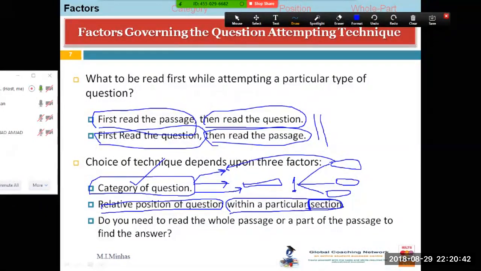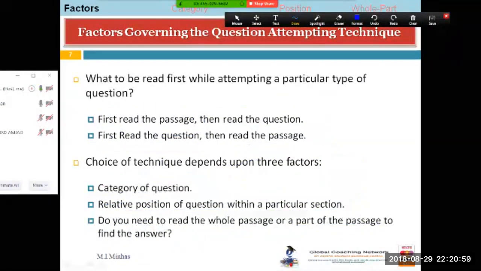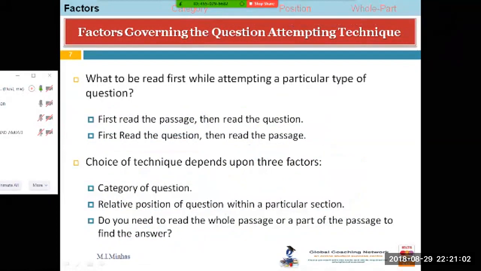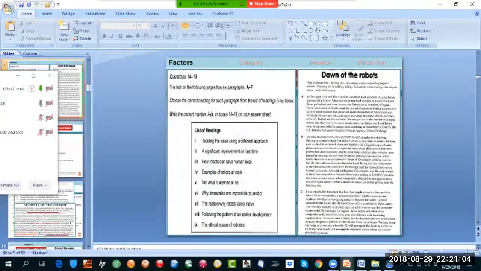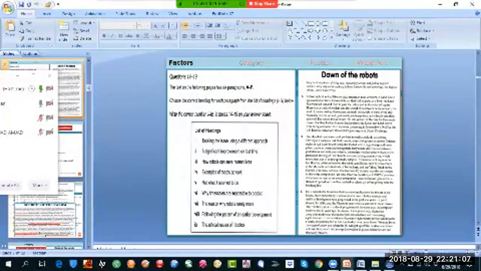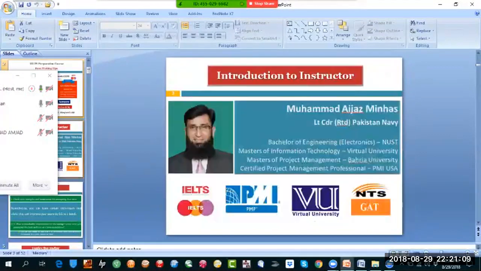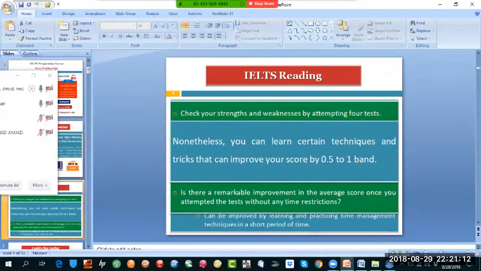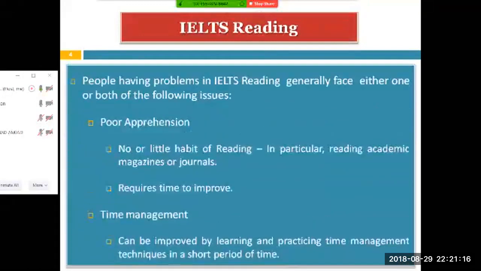Agreed? Then we also saw whether you need to read the whole passage or part of the passage to find the answers. Trust me, my whole training course is on one side and this research work is on one side. Why? Because it gave me some very good techniques and some very good input, or you can say insight, towards the reading test. Before I move to the test, let me show you these 3 slides as well.